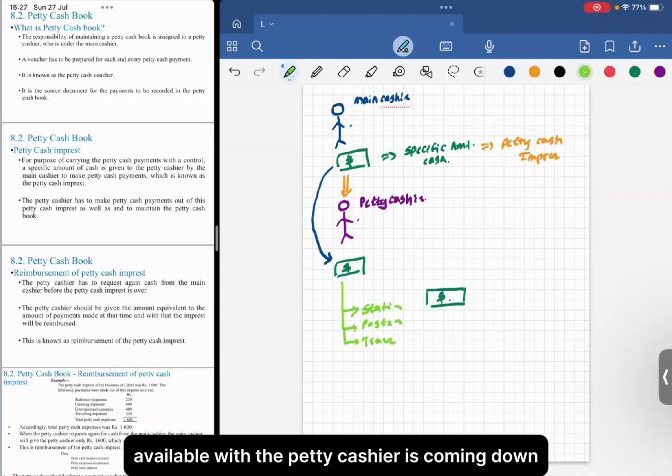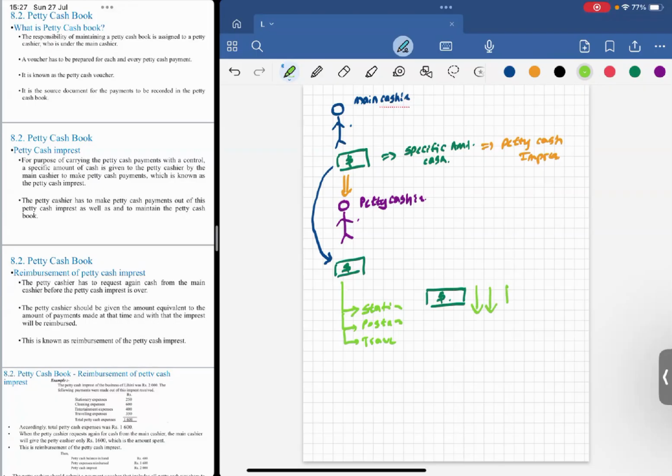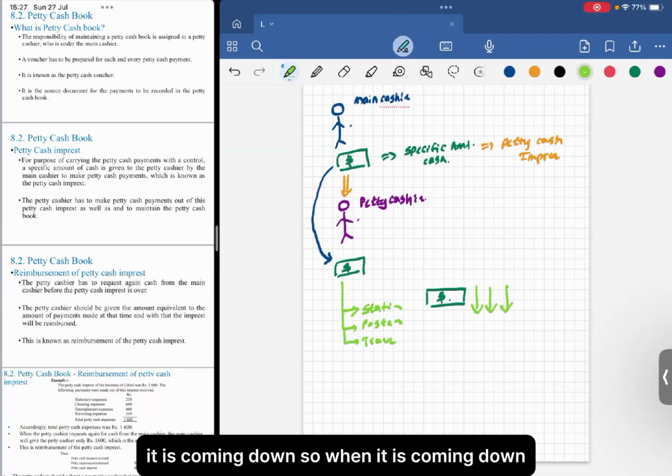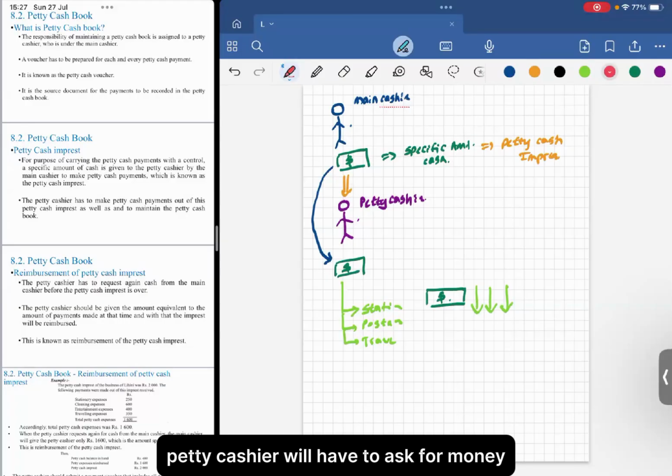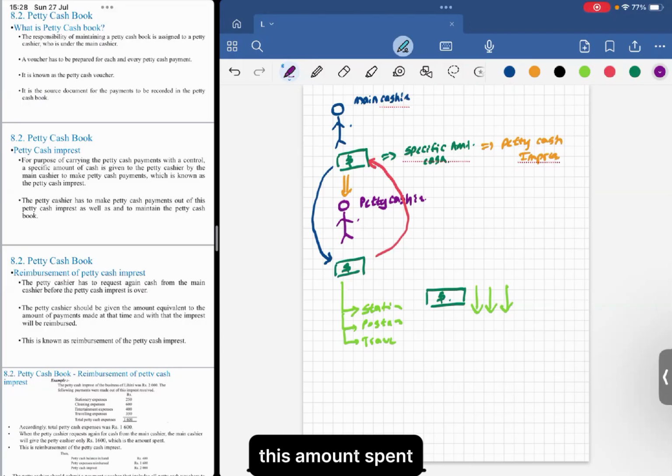When these payments are being made, the petty cash imprest available with the petty cashier is coming down. So when it is coming down, the petty cashier will have to ask for money from the main cashier.